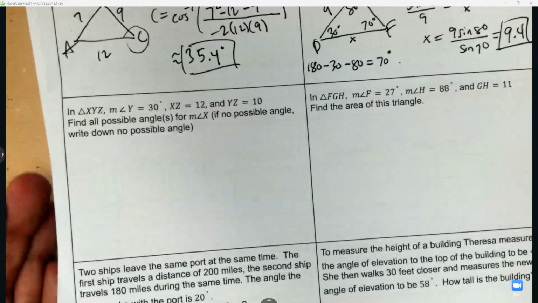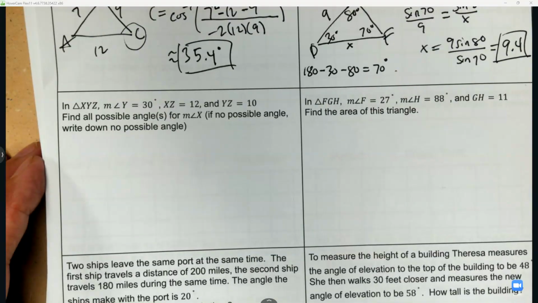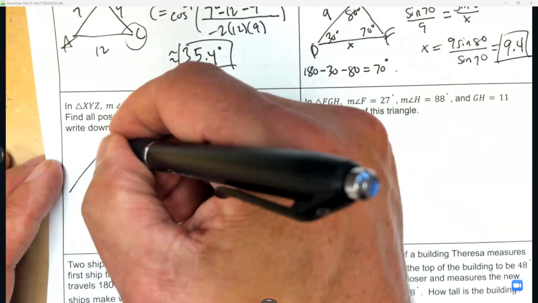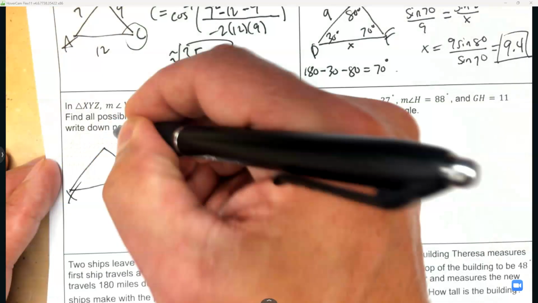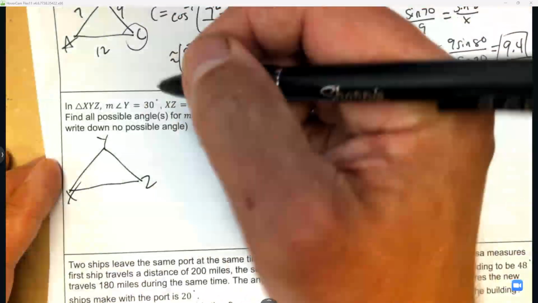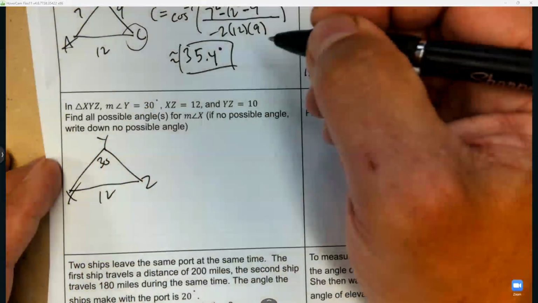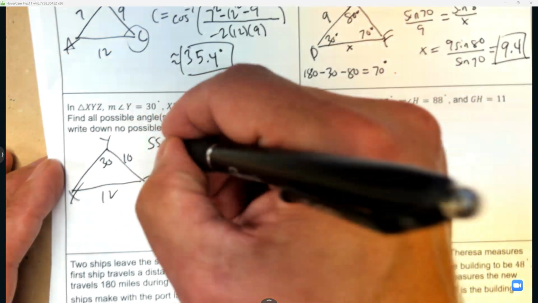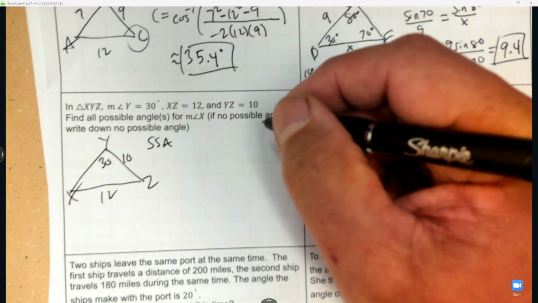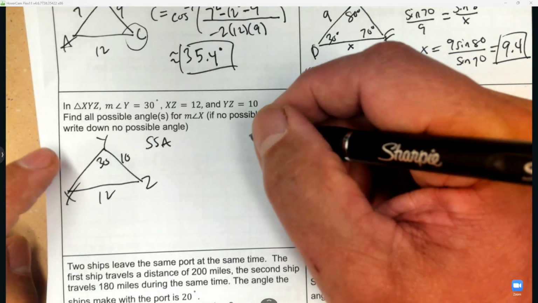All right, try this one. This one's a little trickier one. Always try it first. So XYZ, we're going to label it. So angle Y is 30, X to Z is 12, Y to Z is 10. So this is a side-side-angle. That's the ambiguous case for law of sines. So I know an angle and its opposite side.